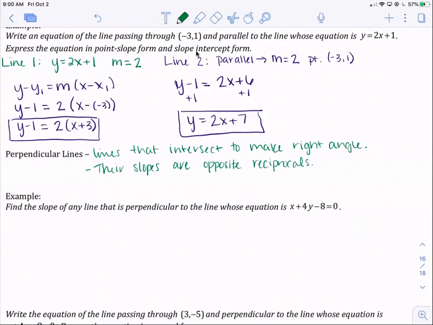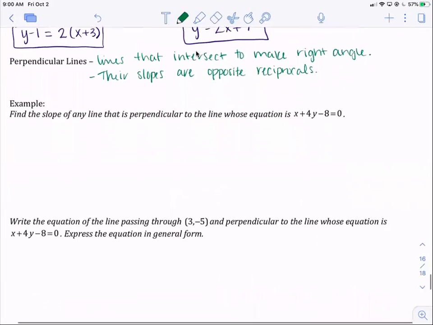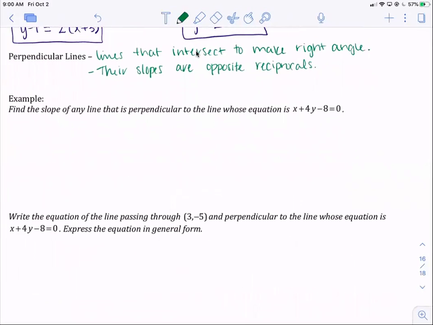All right, so if we want to find the slope of any line that's perpendicular to the line whose equation is x plus 4y minus 8 equals 0. So remember, when we want to be in slope-intercept form, y equals mx plus b, in order to find the slope of a line. So let's solve for y. So remember, when we're in general form, it's easiest if we move our y to the other side. So we have x minus 8 equals -4y. And then divide everything by -4.